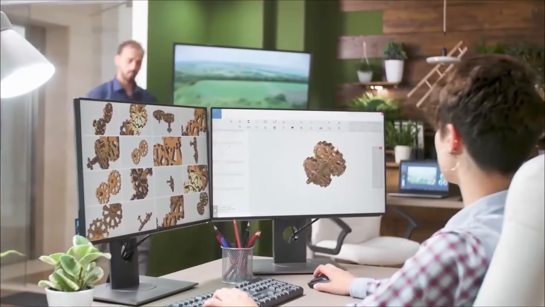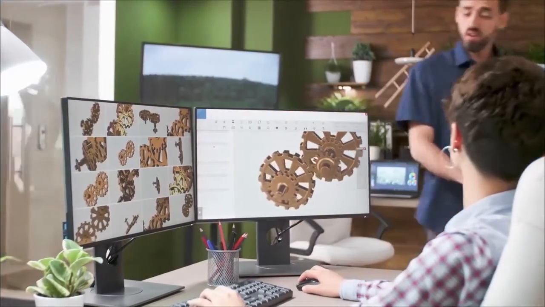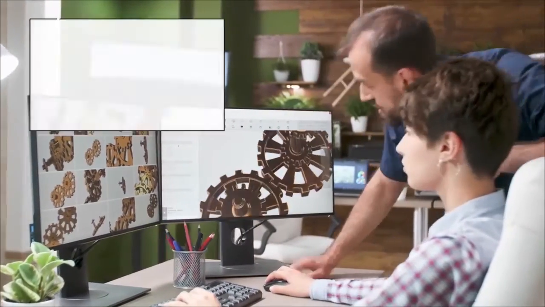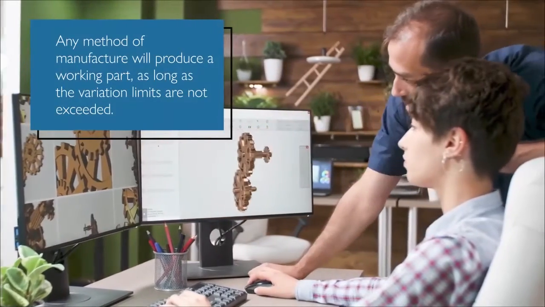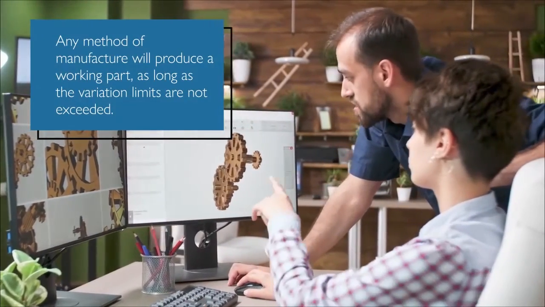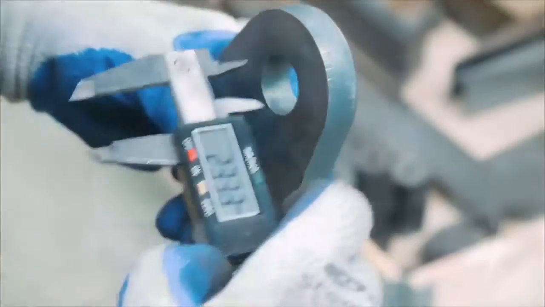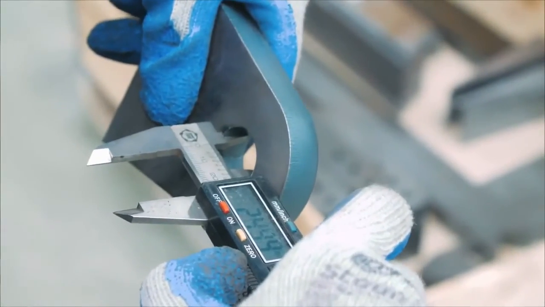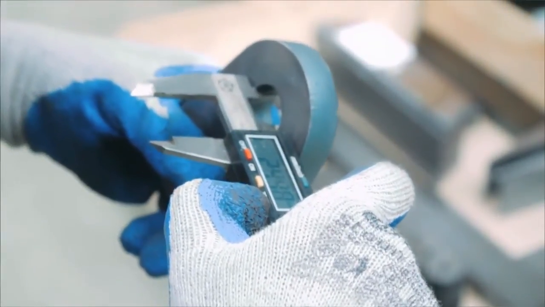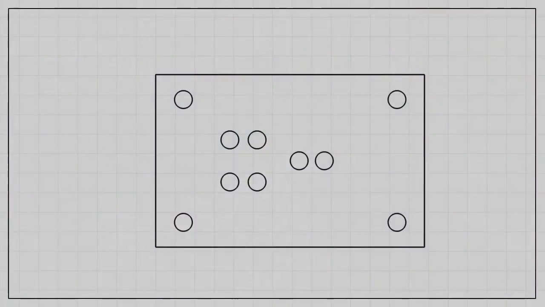The designer should consider only the variation permissible in the part's operation and let the manufacturer understand that any method of manufacture will produce a working part, as long as the variation limits are not exceeded. By providing all of the functional variation allowed in the part, the designer has given the maximum available tolerance to the manufacturer. Consider the following part.